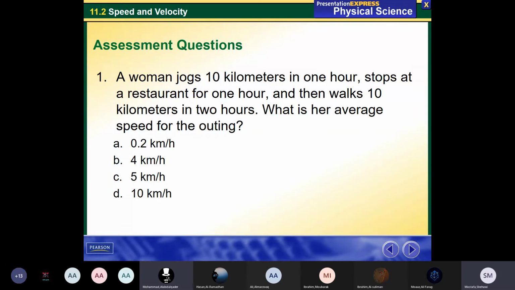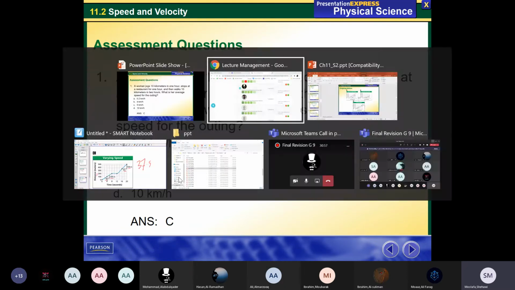Bravo. So we have here 10 and 10, 20, and 1 hour, and 1 hour stop, and 2 hours for the last one. So we have 4 hours, 20 over 4 equals 5. The answer is C. Thank you, Muhammad.